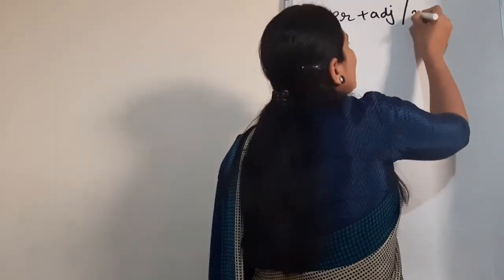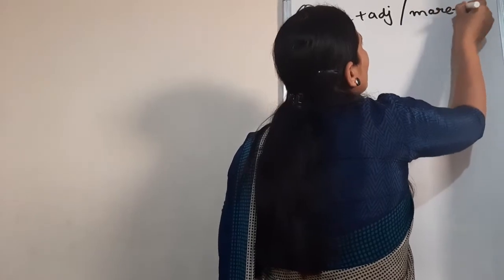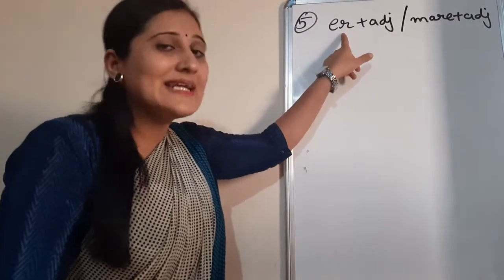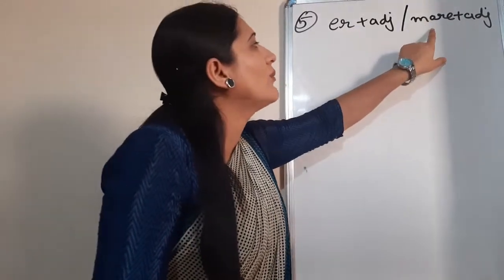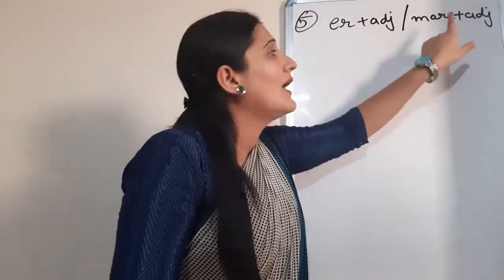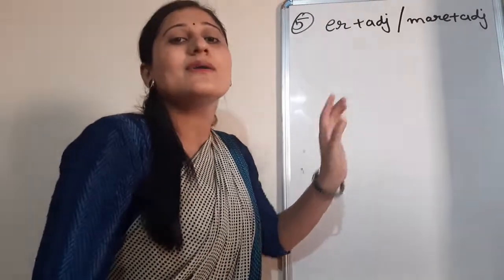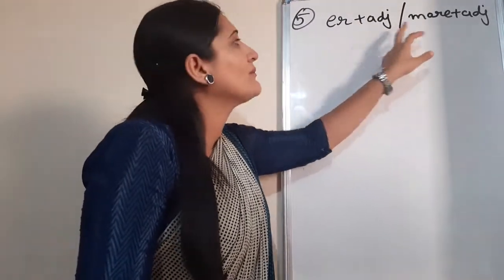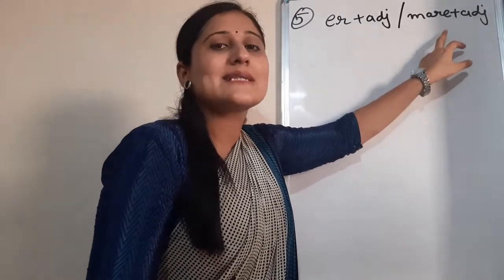If the adjective is big, then we need to write more plus adjective. Either er plus adjective or more plus adjective; out of these two, we will take one. If it is a small adjective, er plus adjective. If it is a big adjective, more plus adjective.